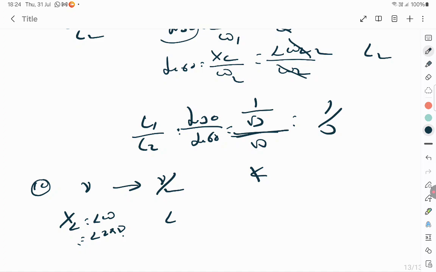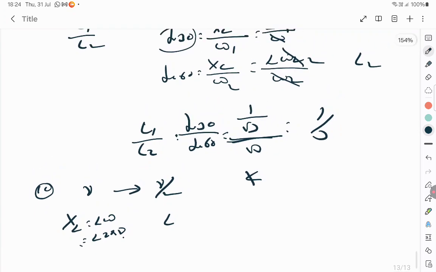Okay, let's read the question once again. What happens to the inductive reactance and the current? Inductive reactance and current are inversely proportional. If the reactance is getting halved, the current is going to be doubled. So if frequency is getting halved, the inductive reactance is going to be half, and the current is going to be doubled. That's the answer.